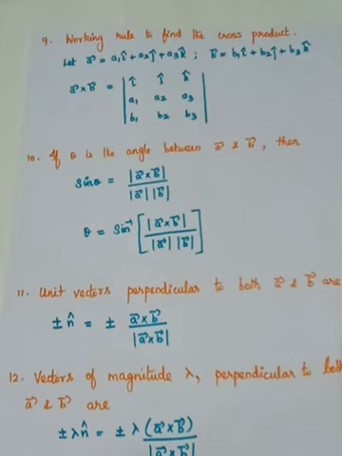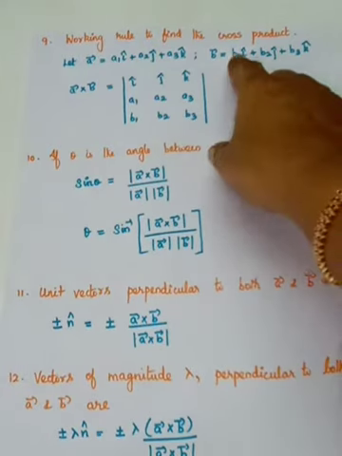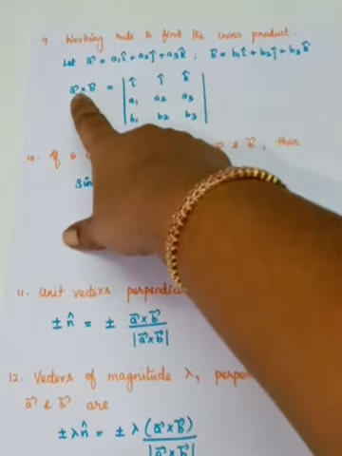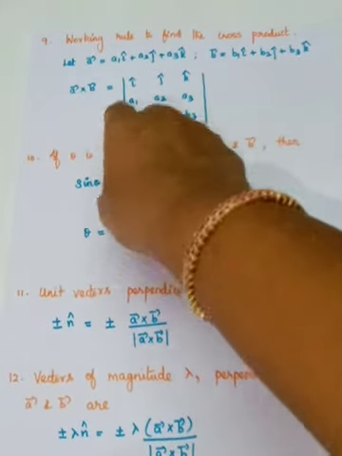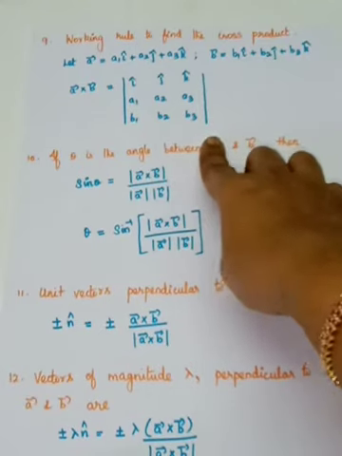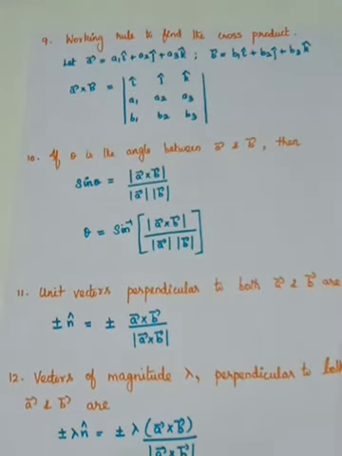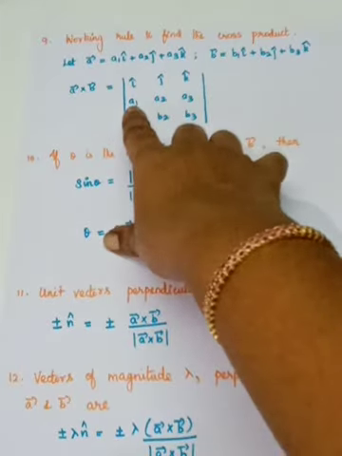It is in terms of rectangular components. It is given how to find the cross product. So b1 i cap plus b2 j cap plus b3 k cap. So if you want to find the cross product between them, you have to use the determinant having the first row as i cap, j cap, k cap, and the second row as a1, a2, a3.